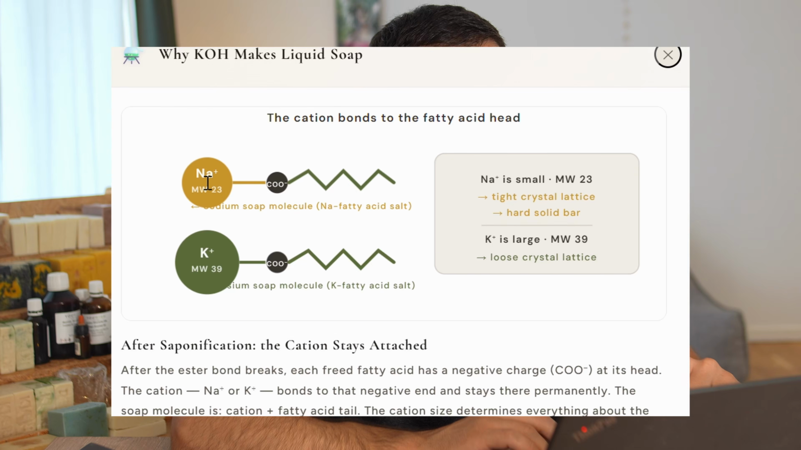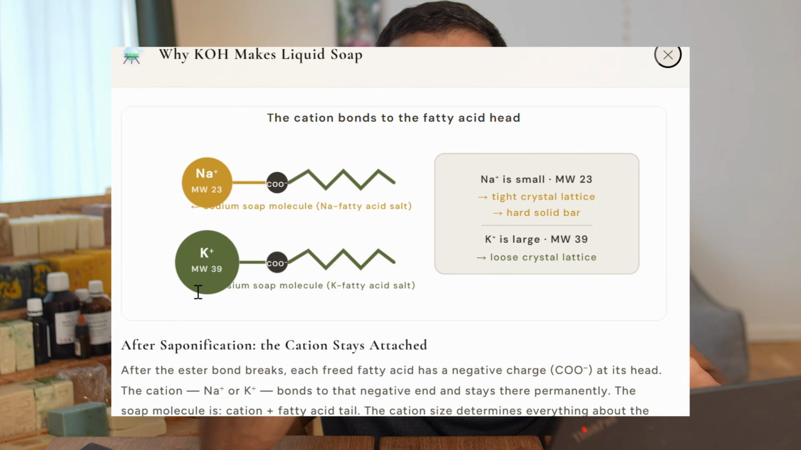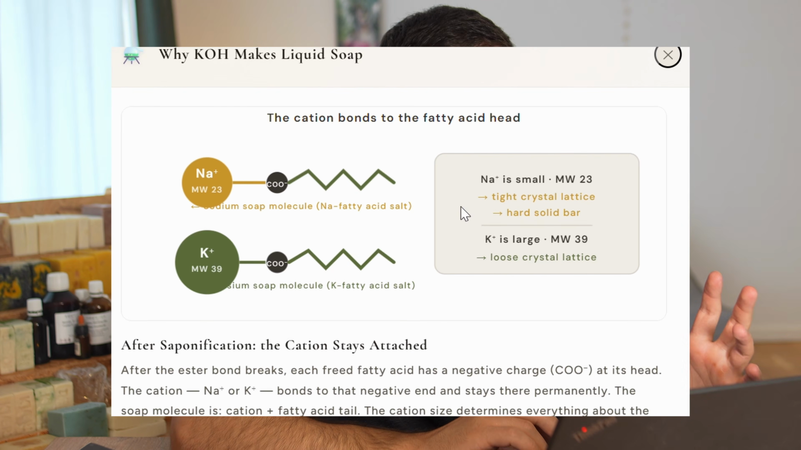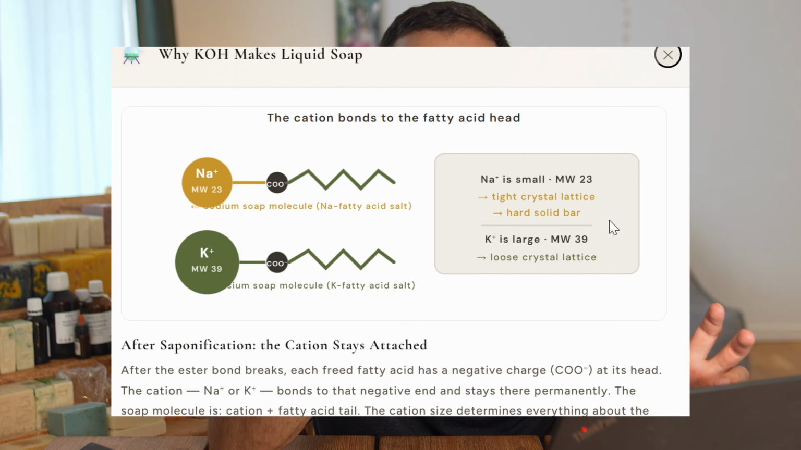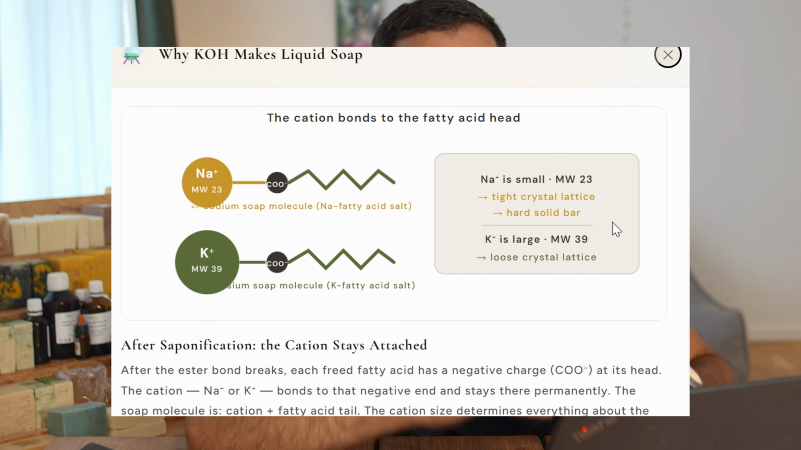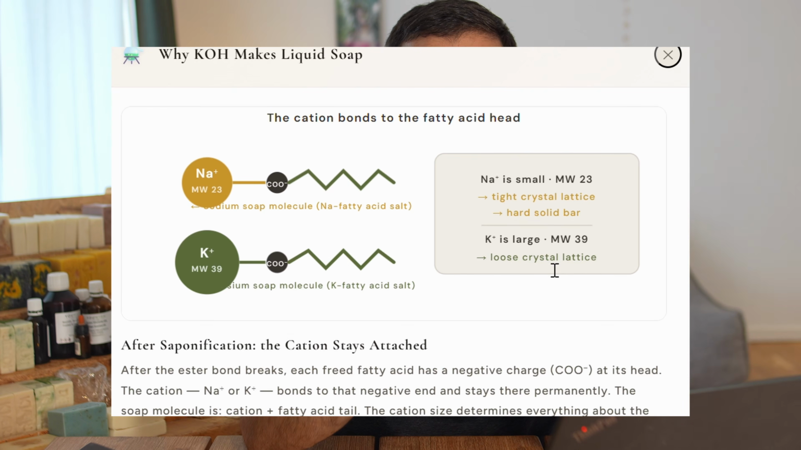So sodium has a molecular weight of 23 and potassium has a molecular weight of 39. So sodium is smaller. So the fact that sodium is smaller means that the soap crystals are actually going to be very, very tight. And that's why sodium hydroxide creates a very solid and firm hard bar, while potassium hydroxide is very large, so the soap crystals will not form very well together, so they will create a more loose structure with each other. And because of that, potassium hydroxide leads to a softer type of soap, and it's what's used to make liquid soap.